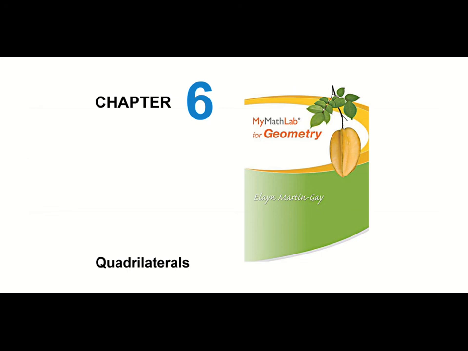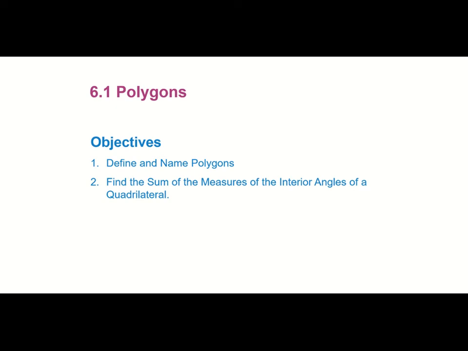Hi everybody, this is going to be the start of Chapter 6, and in Chapter 6 we're going to start working with quadrilaterals, so we're going to move from triangles, three-sided figures, to four-sided figures. For our first section, 6.1, we're going to look at different types of polygons, so not just quadrilaterals, but all types of polygons.